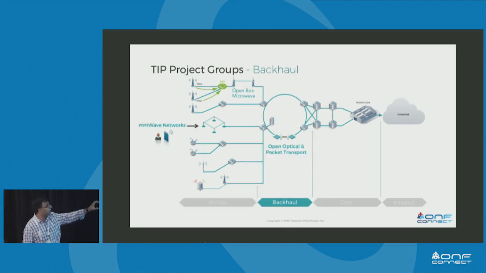Moving to the backhaul space, we have a millimeter wave networks project group that I mentioned earlier. We have a project group in the microwave space that's focused on redefining what you can do with an access agnostic microwave solution and how you can make that band independent. And ultimately, the Open Optical Packet Transport group that includes a number of initiatives focused on cell-side gateways, optical transponders, open line systems, and so on.